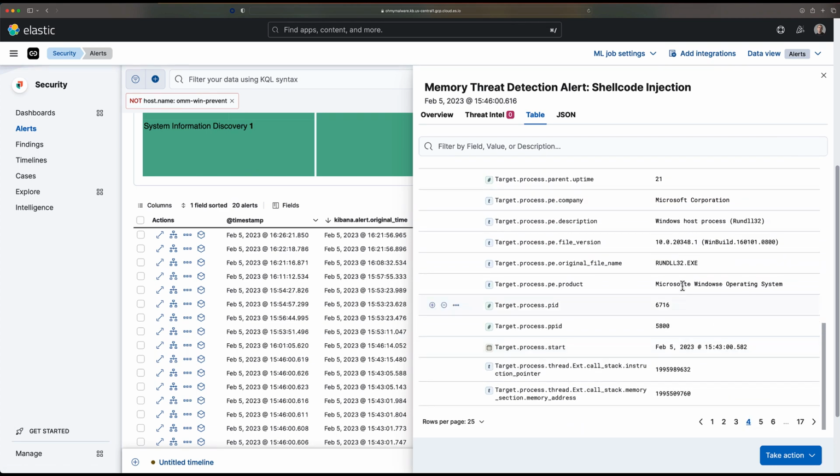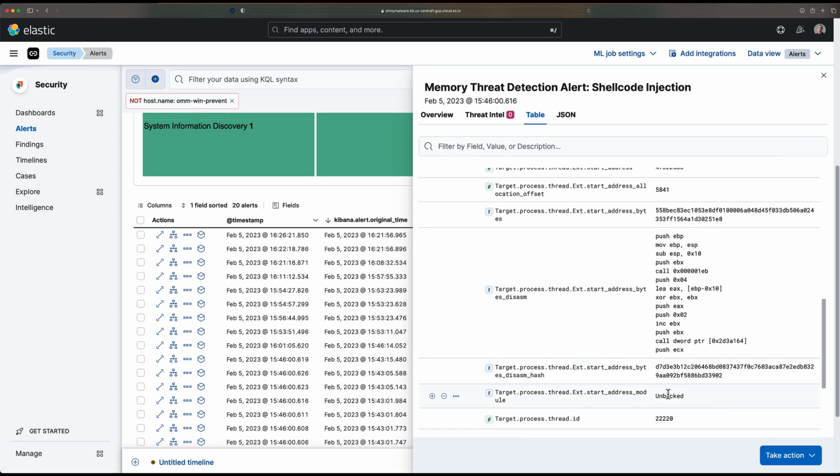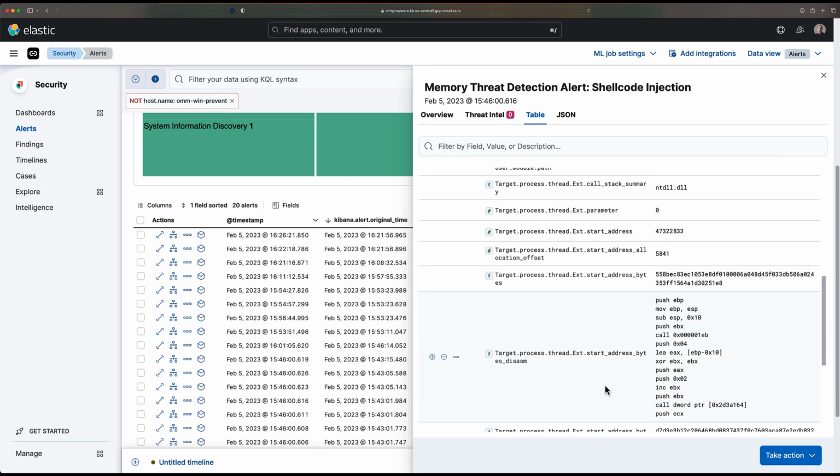And we get a bunch of other detail. And you can see this is unbacked. Oh, and there's also some disassembly here as well. So those are probably all going to be similar.